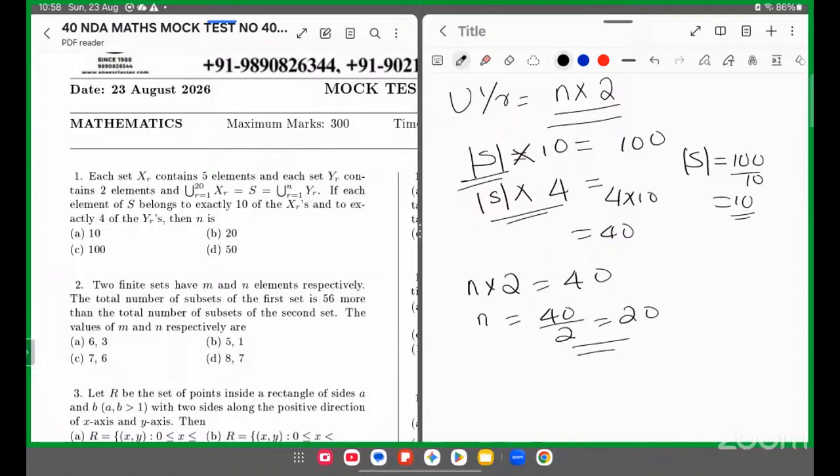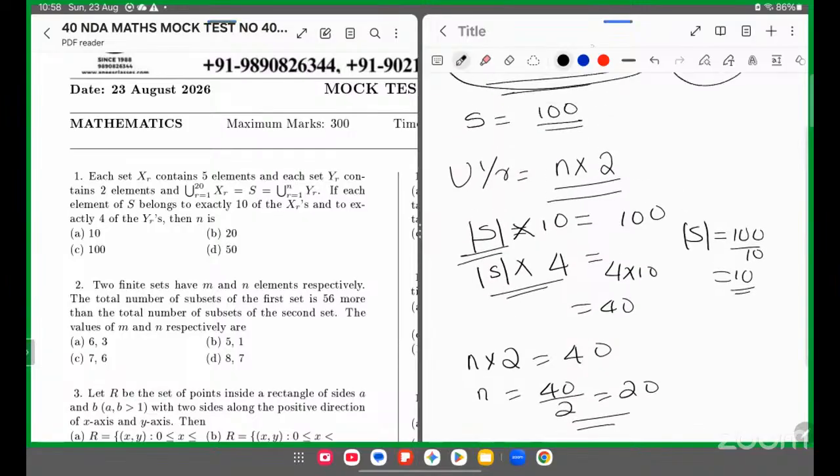So this is the answer. N equal to 20 will be the answer. So option B is the correct answer for the first question.